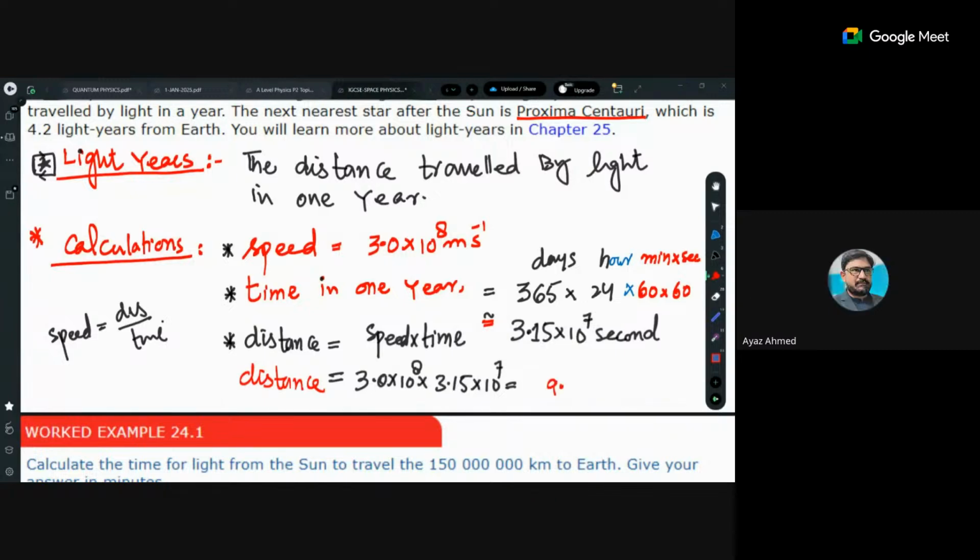क्या आंसर आ रहा है कैलकुलेशन? 9.45 into 10 to the power 15. यस मीटर्स. So light year is equal to these much meters. अब इसको प्लेन लैंग्वेज में समझाता हूँ कि एक्चुअली लाइट कवर्स 9.5 into 10 raised power 15 meters in 1 year. बात समझ आ रही है?